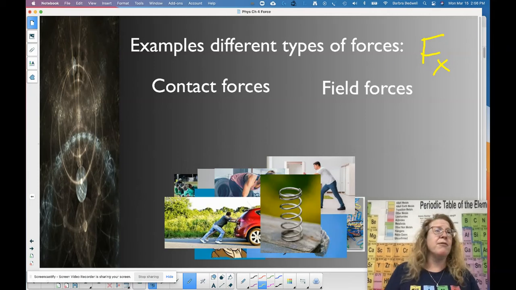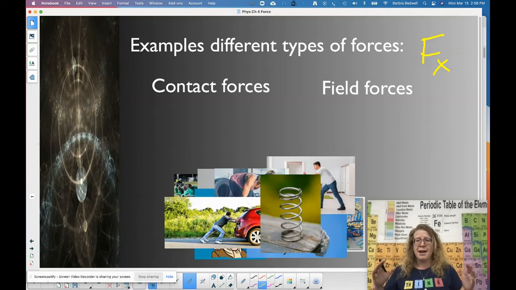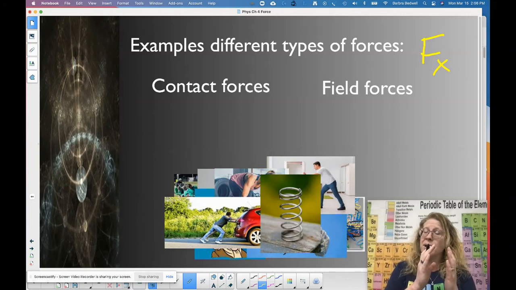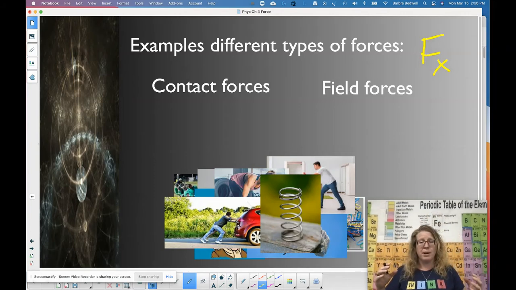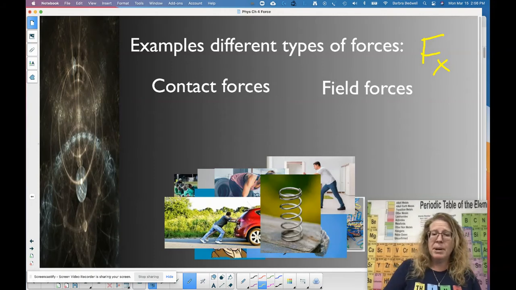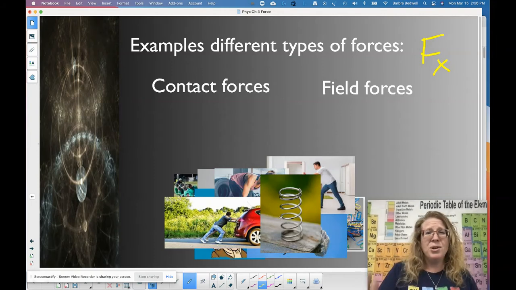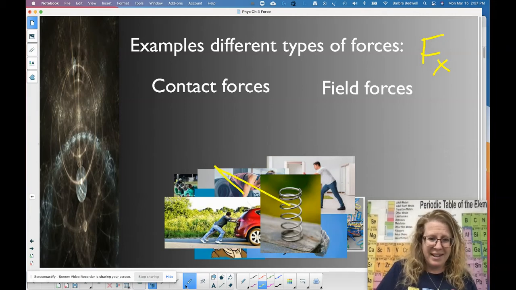If you want to talk about spring force, spring forces are interesting. You can either talk about something compressing a spring or something pulling a spring, a compression or a tension kind of force. But either one of those, you have to have contact with the spring, right? It's not a field force. So spring forces like this are what we consider to be contact forces.